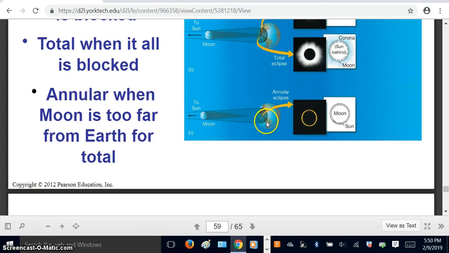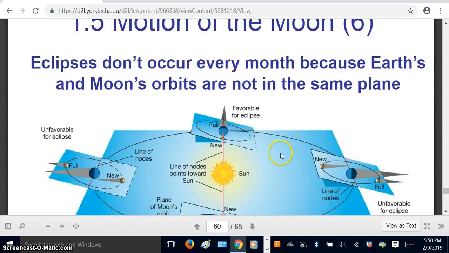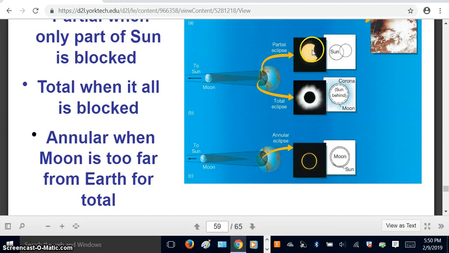When you see the moon is not always the same distance from the Earth, and so sometimes when it's a little bit closer to the Earth, and there happens to be one of these eclipses, it doesn't completely block the entire sun, and that's called an annular eclipse. And then of course there's also partial eclipses as well. It's really hard to even notice these, to be quite honest with you.